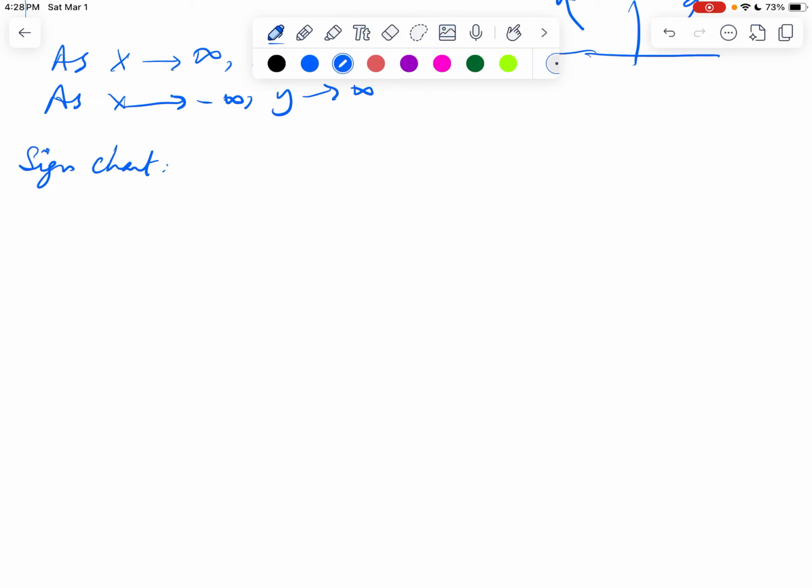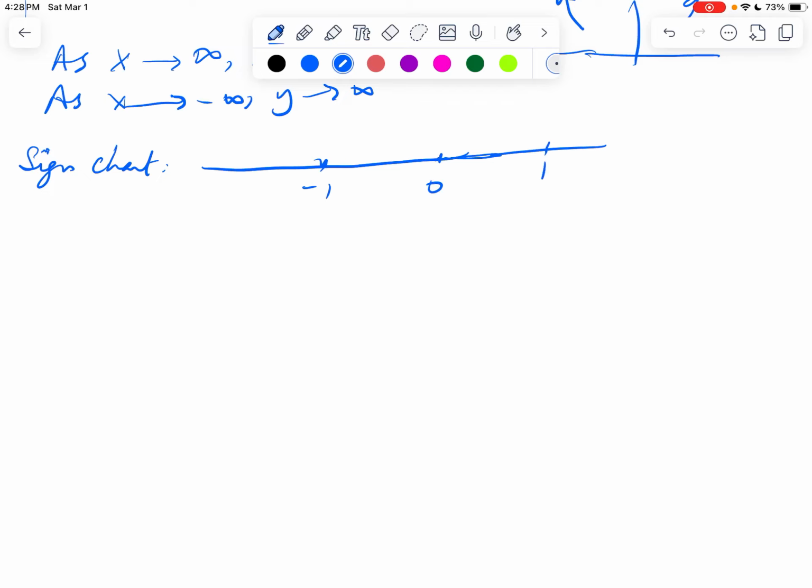Sign chart. So what will you put on the line? Just the zeros, because those are your critical numbers. So these are called critical numbers: zeros of a function, or numbers where the function is not defined, or the function has vertical asymptotes. So for the sign chart, I'll put -1, 0, and 1.